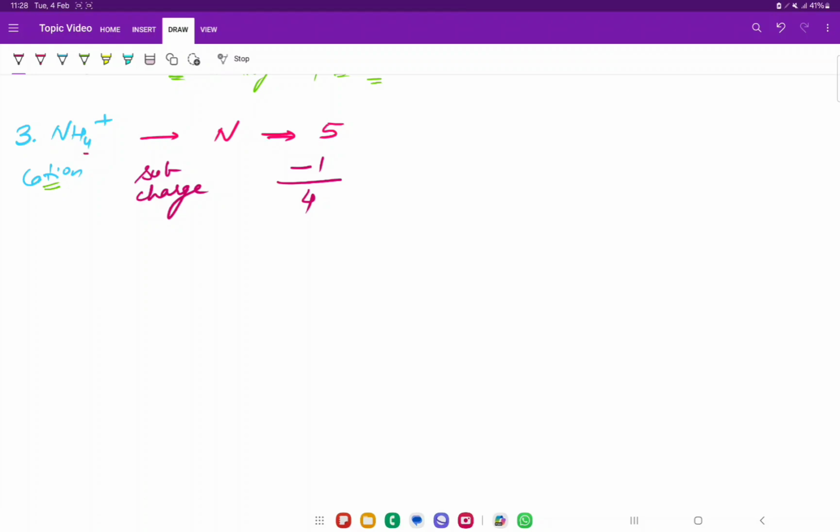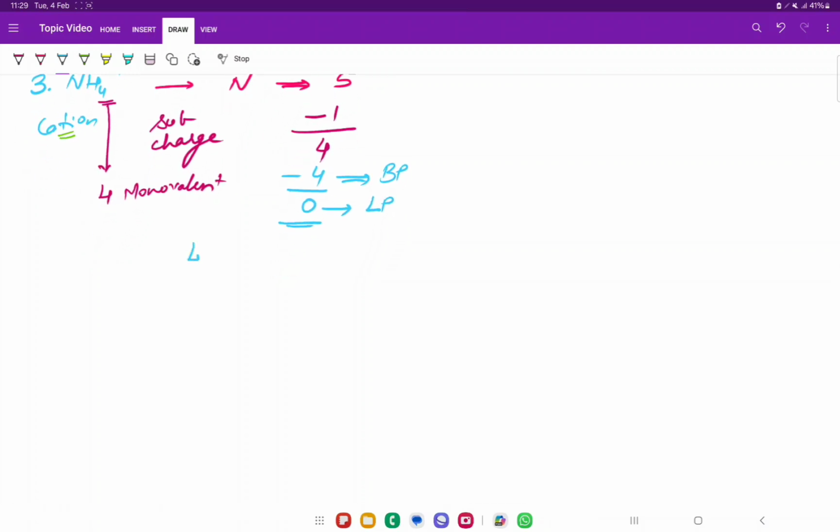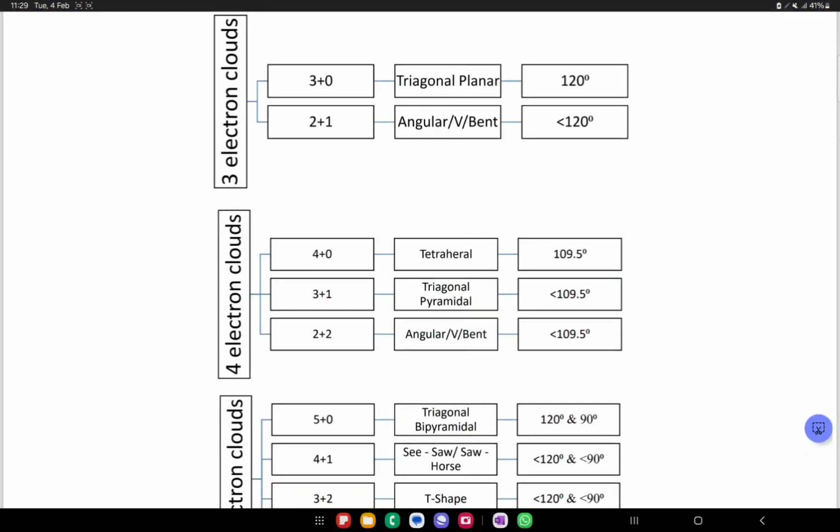Now this is bonded by 4 bonds or 4 monovalent atoms. So I will subtract 4 from this, minus 4, I'll get 0. It means it will have 0 lone pairs, but 4 bond pairs. For 4 bond pairs plus 0 lone pairs, if I want to see the geometry and shape, 4 plus 0, tetrahedral. Tetrahedral will be the shape. This will be the shape and geometry of the molecule. Bond angle 109.5 degrees. Tetrahedral will be the shape of NH4 plus.